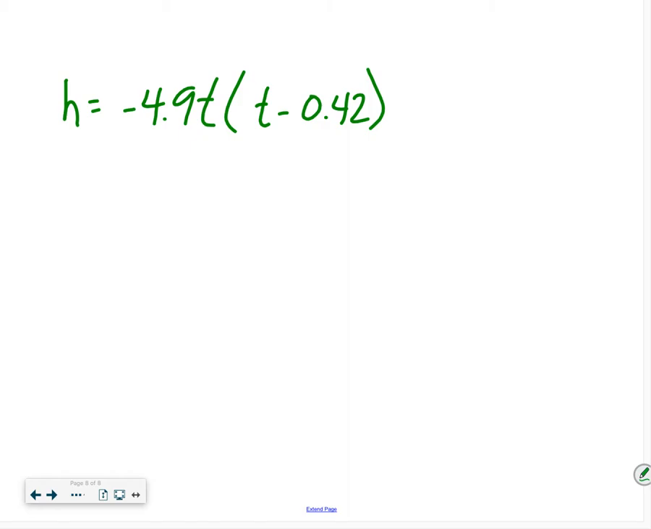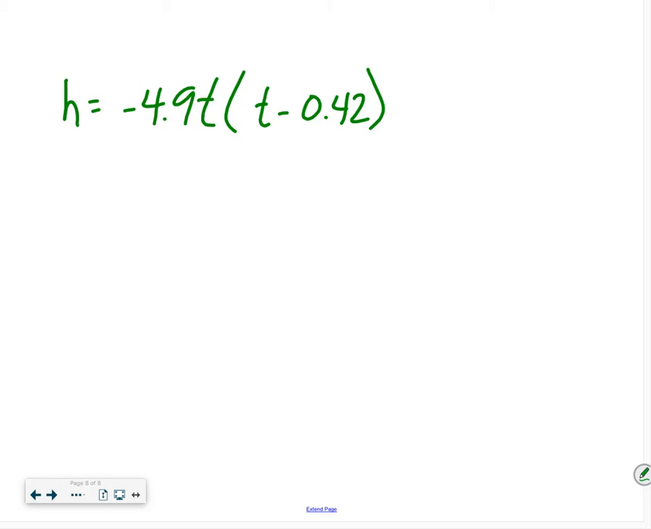Okay, so number one on the worksheet. You're playing table tennis. It says the path of a table tennis ball after being hit and hitting the surface of the table can be modeled by that function. It's h equals negative 4.9 t and t minus 0.42. That's our equation that we're given, where h is the height in meters above the table and t is the time in seconds. And how long does it take the ball to hit the table?